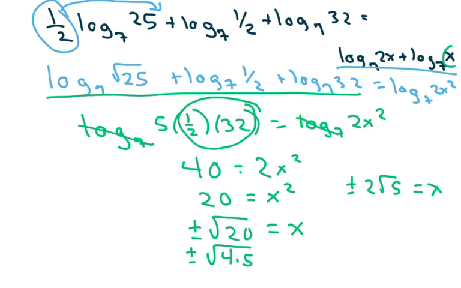The minus doesn't work because of both of these x's here. It won't work. We can't look at this one. We have to look at our original problem. Since it doesn't work, we only can use 2 square root of 5 equals x.